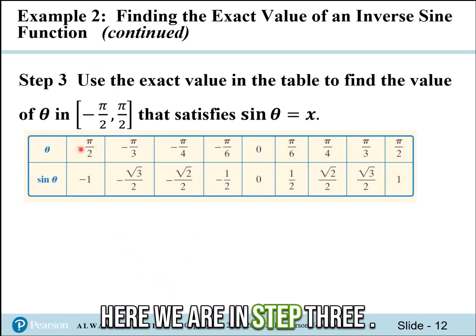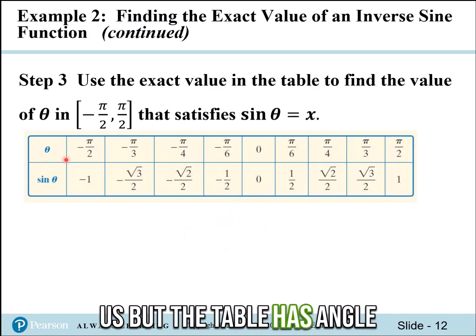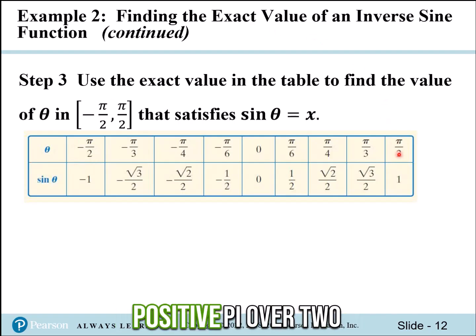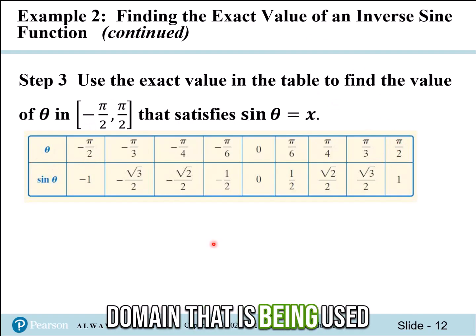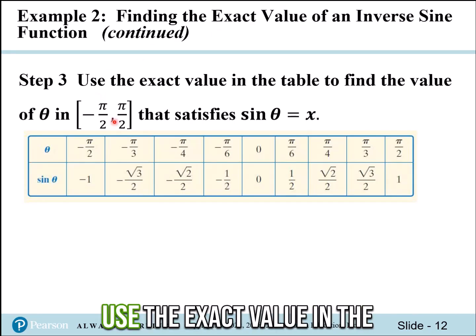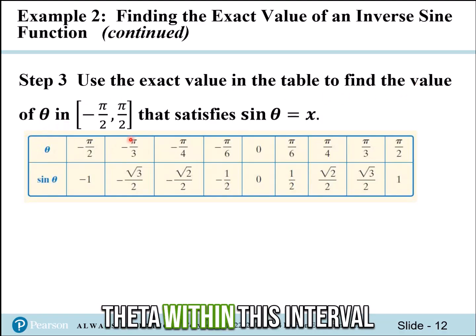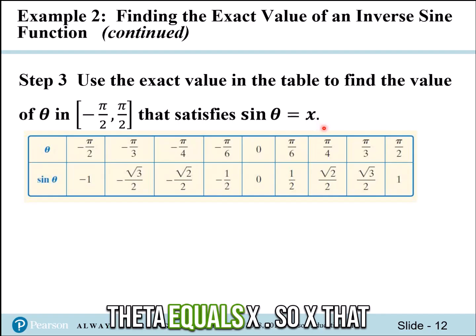Here we are in step 3. We have the table given to us, but the table has angle measures only from negative pi over 2 to positive pi over 2 because that is the domain that is being used in order to find the inverse function of sine. Use the exact value in the table to find the value of theta within this interval that satisfies sine of theta equals x.